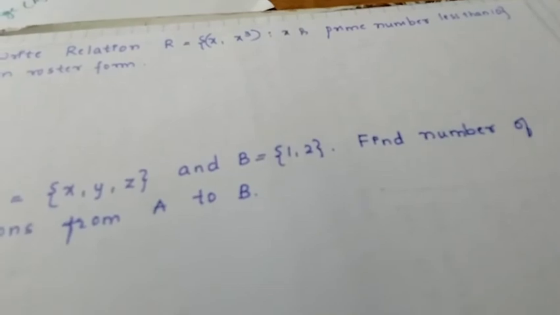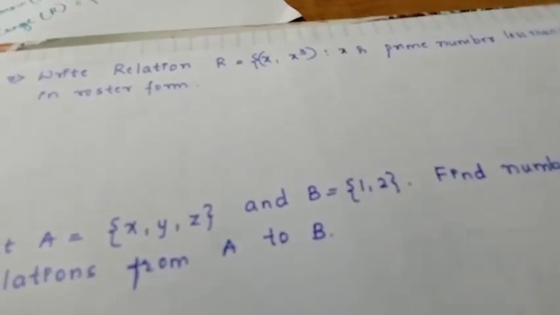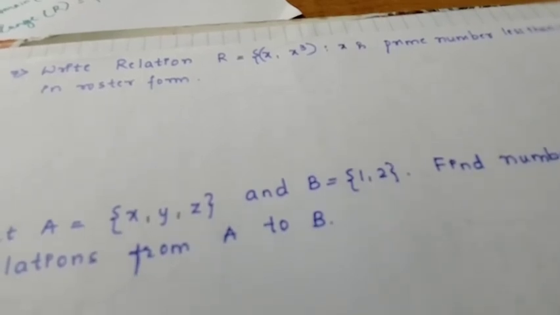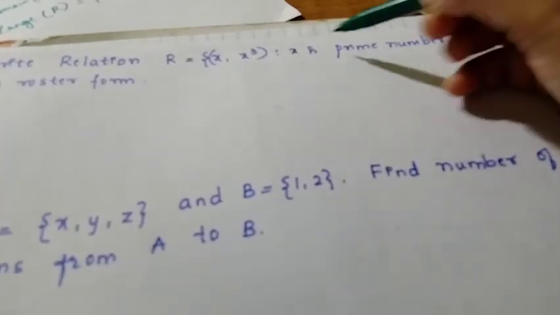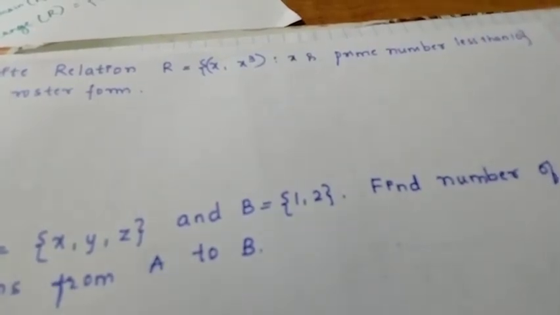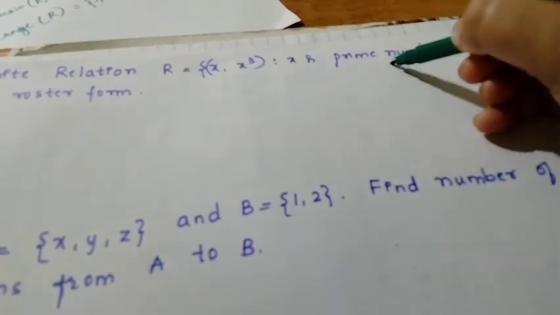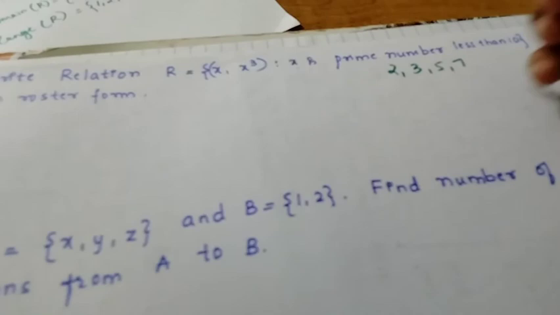The seventh and eighth examples are simple. So first let me discuss the seventh one. Write the relation R is equal to x comma x cube such that x is a prime number less than 10. So what they have given: x is a prime number less than 10. Which are the prime numbers less than 10? 2, 3, 5, 7. These are the prime numbers less than 10.